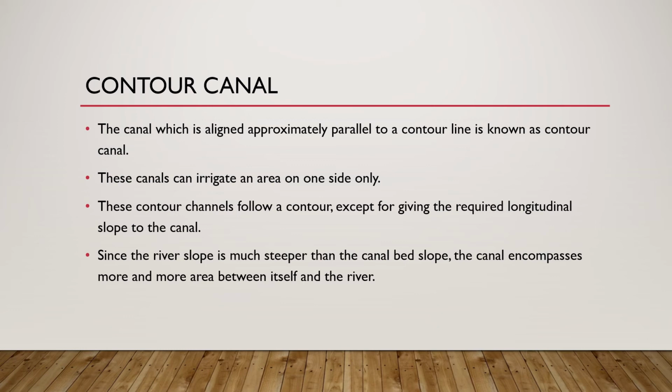Then the third point here is that these contour channels follow a contour except for giving the required longitudinal slope to the canal, which means that if you are constructing the canal at that particular place, you are going to see what irrigating lands are nearby through those contour lines. Also, these contour lines help us to find the slope of the particular place.